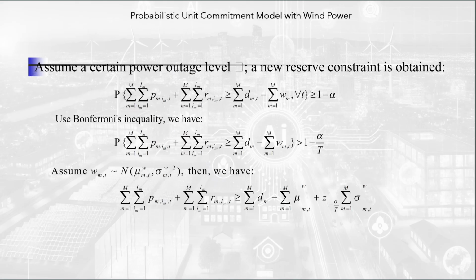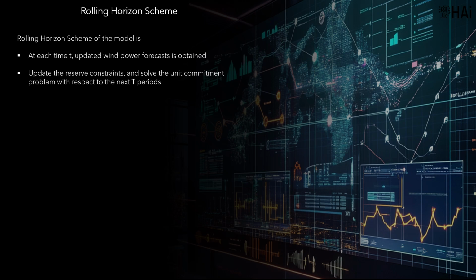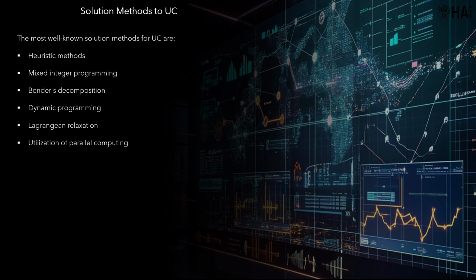Probabilistic unit commitment model with wind power. Assuming a certain level of power outage, a new reserve restriction will be obtained. The rolling horizon scheme of the model is: at each time t, updated wind power forecasts are obtained, the reserve constraints are updated, and the unit commitment problem is solved with respect to the next t periods. The most well-known solution methods for UC are heuristic methods, mixed integer programming, Benders decomposition, dynamic programming, Lagrangian relaxation, and utilization of parallel computing.